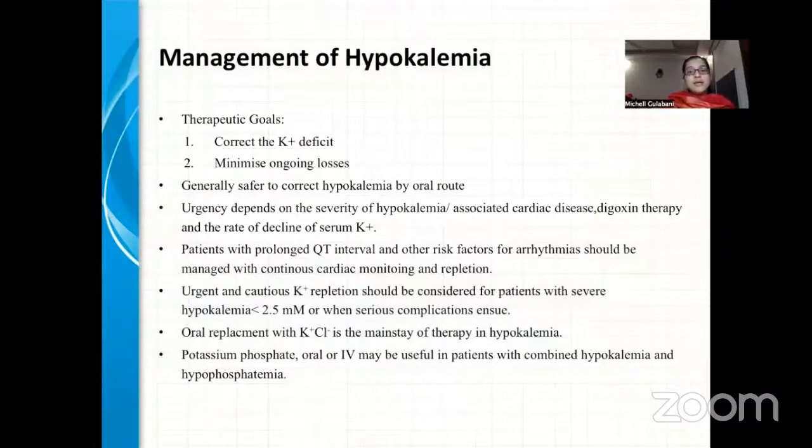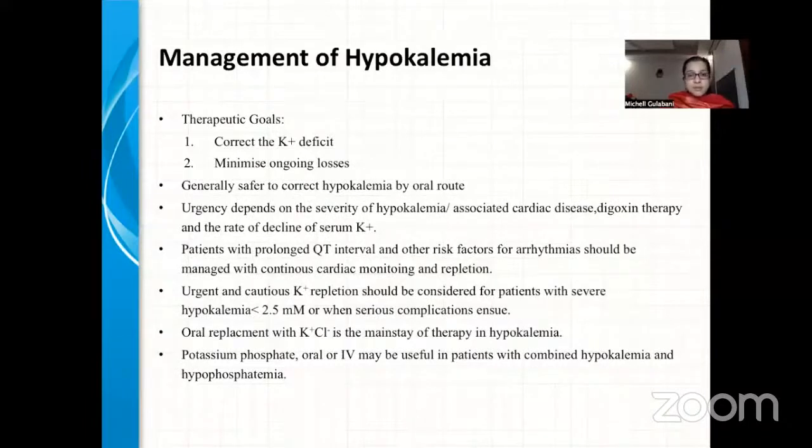Generally it is safer to correct hypokalemia by the oral route. Urgency depends on the severity of hypokalemia, the associated cardiac disease or digoxin therapy, and the rate of decline in serum potassium concentration. Urgent and cautious potassium replacement should be considered for patients with severe hypokalemia, less than 2.5 millimole, or when serious complications are there.